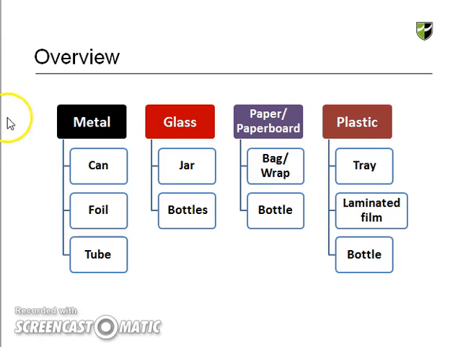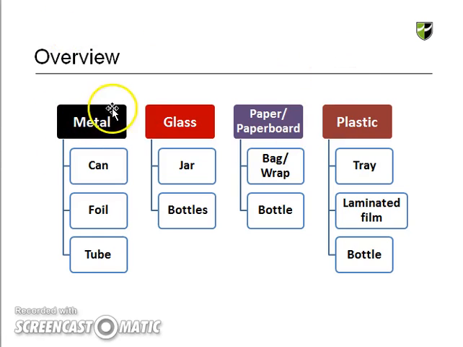So in the next slide, we will look at the overview of different types of packaging materials. So when you look at the food packaging materials, they are mainly using metal, glass, paper or paperboard, and also plastics. The paper and the plastics packaging materials will be looked at in the next few more problems. So in this problem, we will be focusing mainly on metal and glass, and these are some different forms of different materials that will be made into different shapes and sizes.